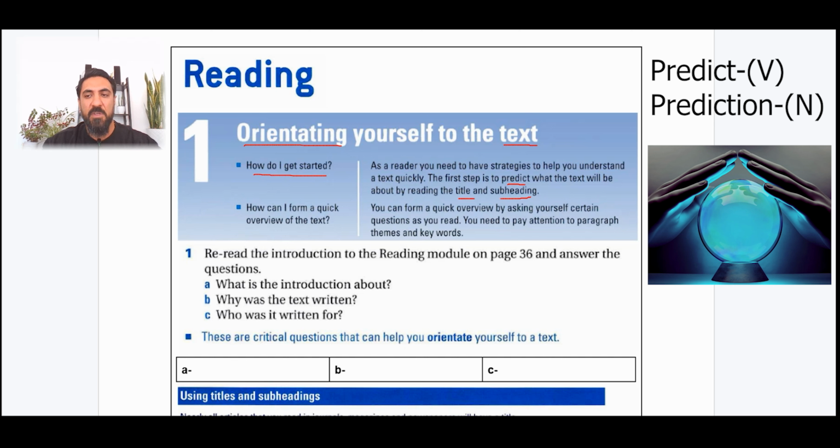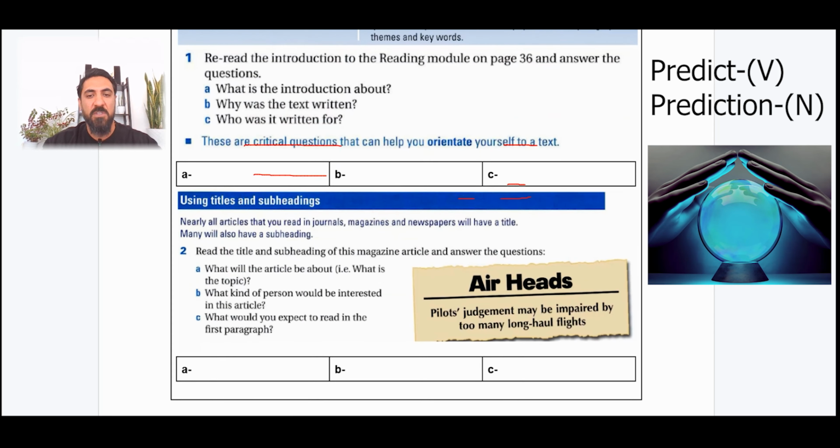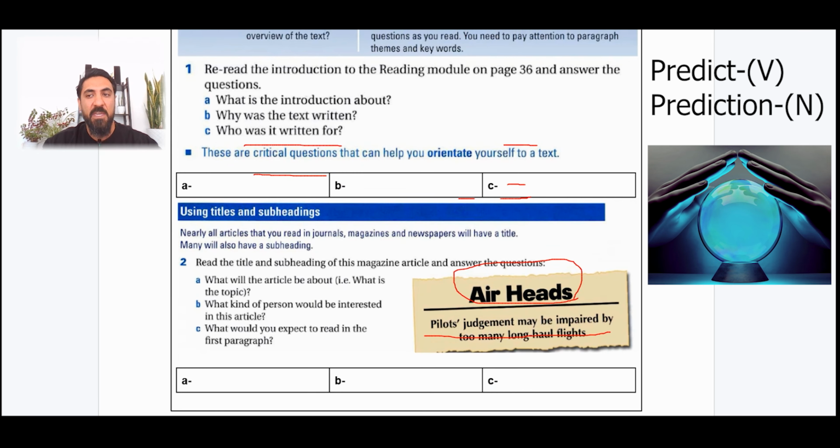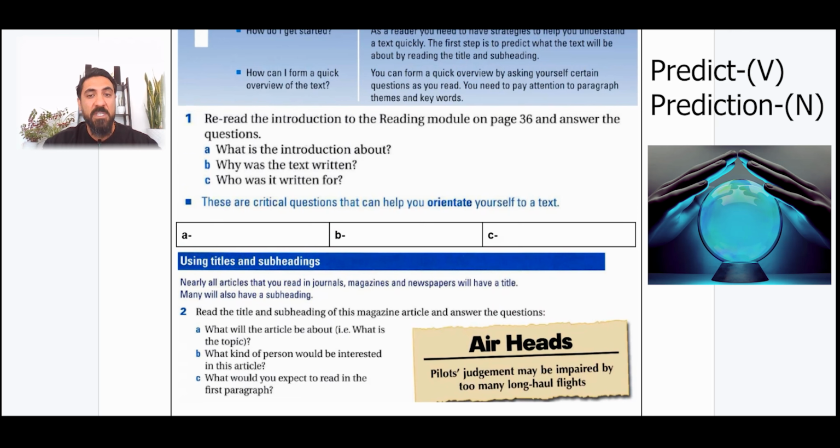So, for example, as you can see here, we have the title of a reading, Airheads, and you have the subheading, which is this part. You quickly have a look at that when you have an IELTS text in the exam and you try to predict the information.